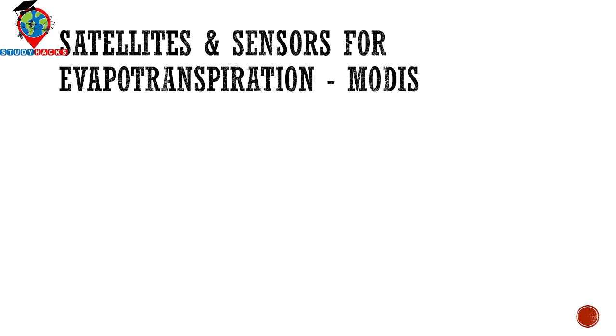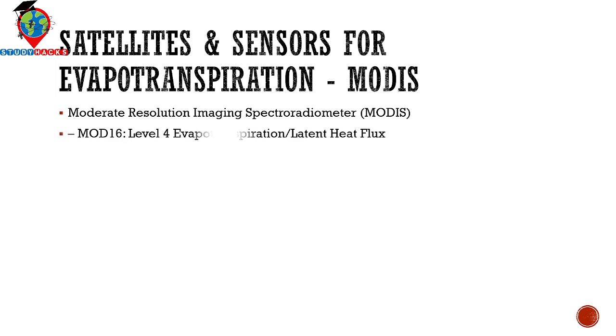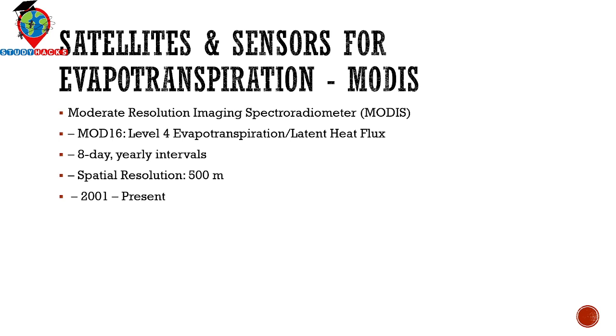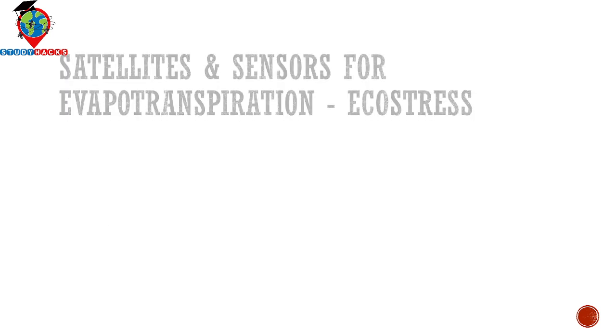Satellites and sensors for evapotranspiration: MODIS. We can also monitor evapotranspiration using MODIS, specifically MOD16. This MOD16 Level 4 evapotranspiration and latent heat flux product provides an 8-day interval, or you can also get a yearly interval from this dataset. The spatial resolution is 500 meters, and we can get the dataset from 2001 to the present time. It also has global coverage.